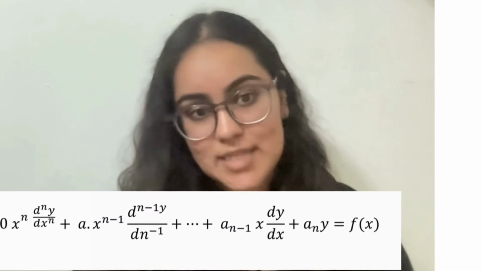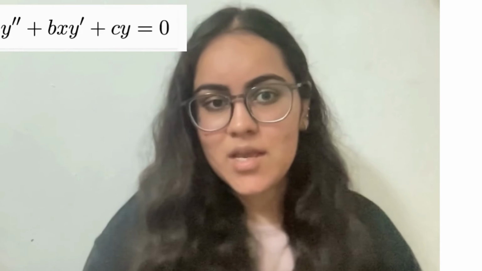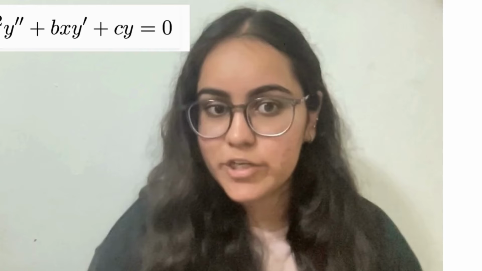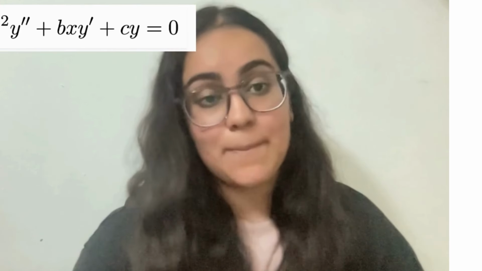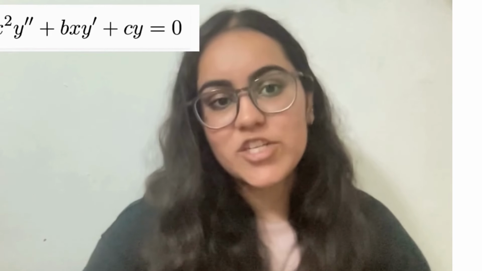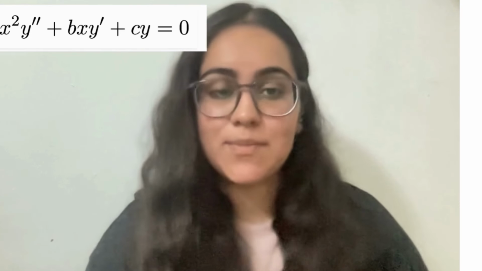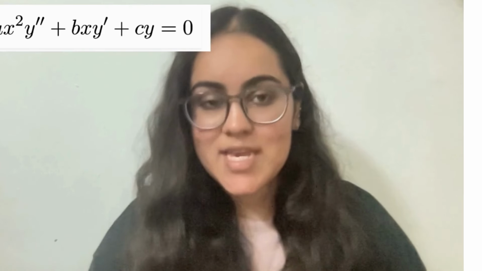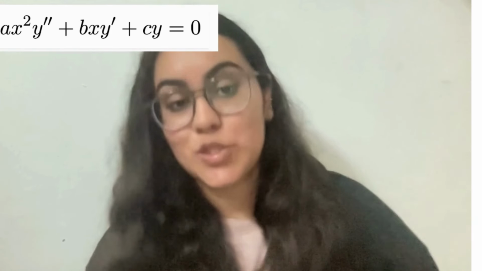Let us take the example of second order case in general form. Now, do you notice any pattern here? It is that y double dash is multiplied by x square, y dash is multiplied by x, and the function y itself is multiplied by a constant. This neat alignment is what makes the Cauchy-Euler equation so unique. And this is why it is also called as the equidimensional equation.